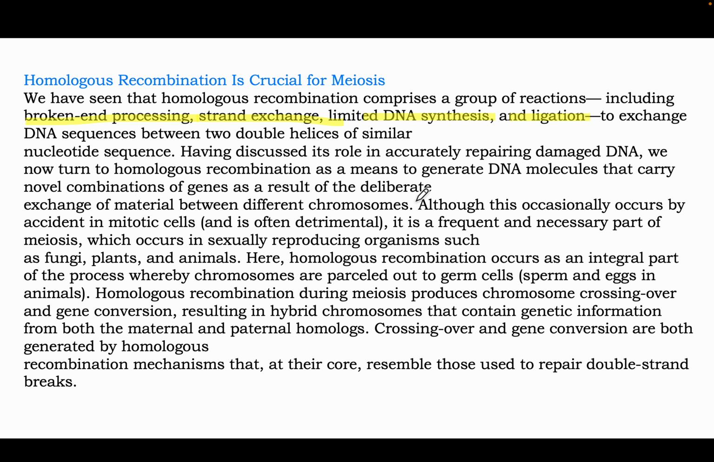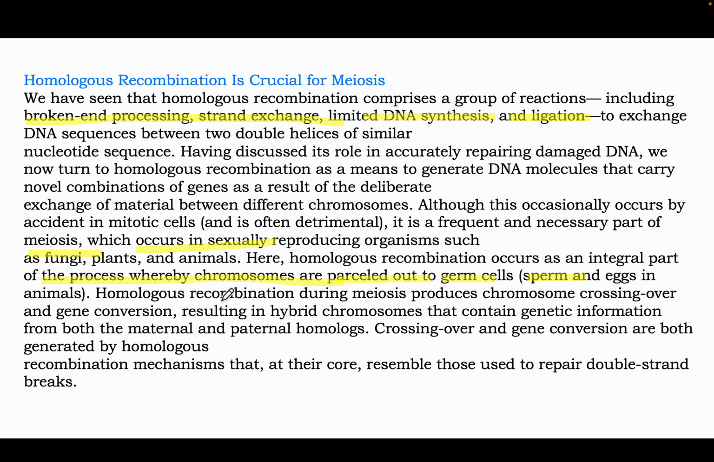So what happens when this crossing over happens? One strand gets exchanged with another strand of the homologous chromosome. This occasionally occurs by accident in mitotic cells, but it is frequent and necessary in meiosis for recombination. This homologous recombination occurs as an integral part of meiosis, whereby chromosomes are parceled out to germ cells. Parceled out means that from one cell we are getting four gametes.